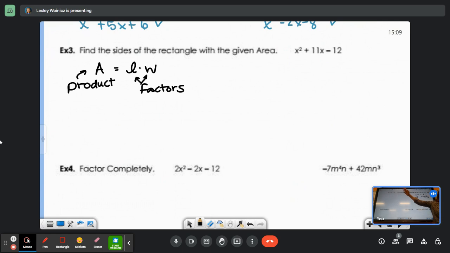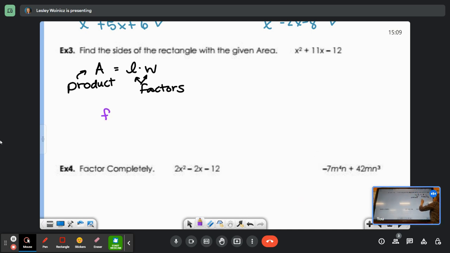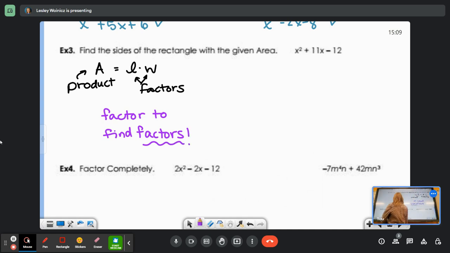Okay, if they give me a product, how do I find my factors? What process that starts with F should I use to find my factors? Factoring. Okay, so if you didn't know, write this off to the side: factor to find factors. Kind of makes sense, right? All right, so we're going to multiply to -12. We're going to sum, add up to 11.